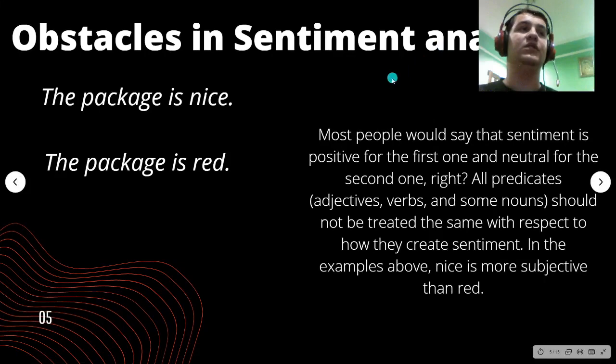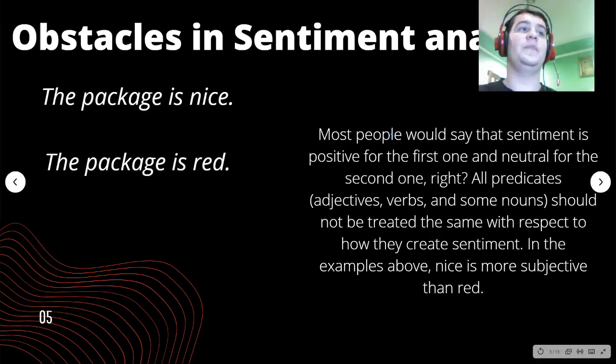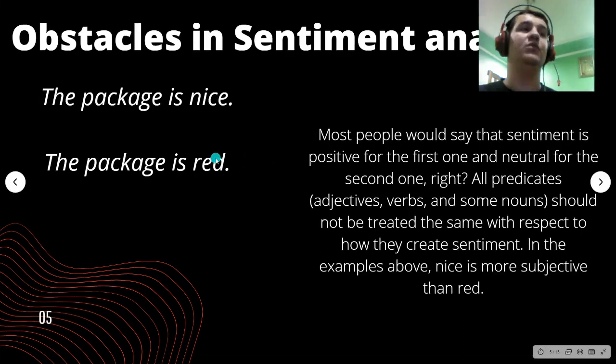So, the next thing is obstacles in sentiment analysis. Sentiment analysis is one of the hardest tasks in natural language processing because even humans struggle to analyze sentiments accurately. There are two types of text, subjective and objective. Objective text does not contain explicit sentiments, whereas subjective text does. In this example, we have "the package is nice" and "the package is red." For most people, the first one is a positive sentence, and the second is more neutral. This is because the word "nice" is more subjective than the word "red."